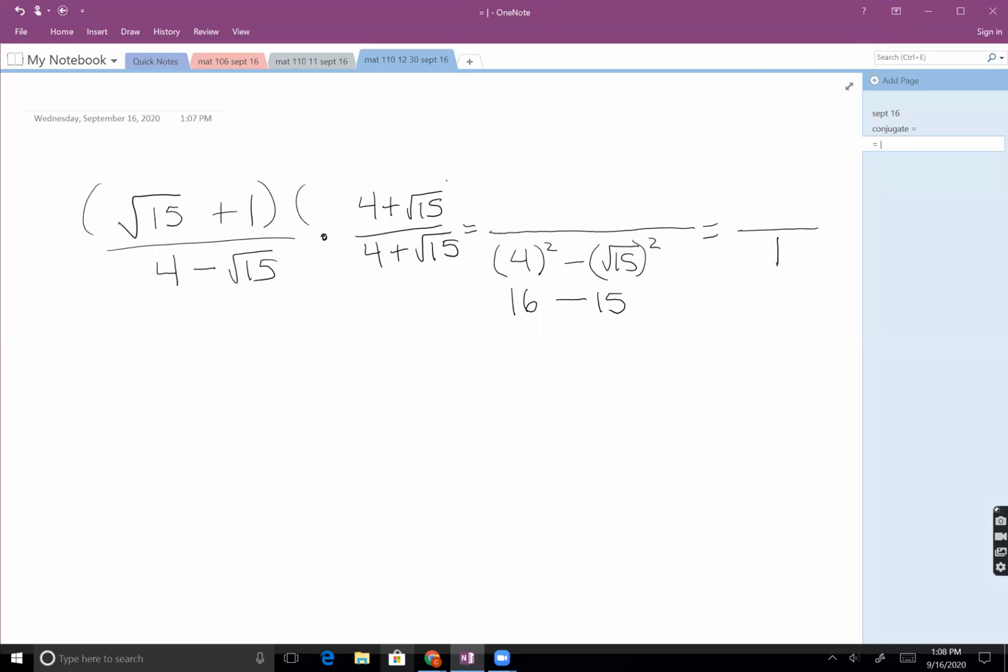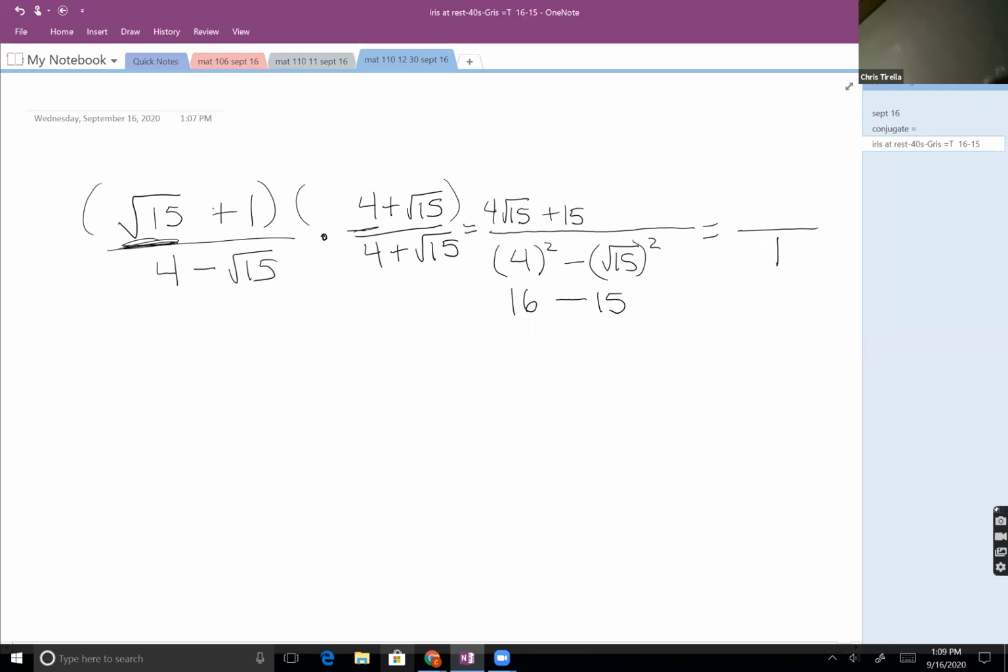In the numerator, I'm going to FOIL. Some of you might box. FOIL, going to multiply the first terms. Radical 15 times 4 is 4 radical 15. Outer, radical 15 times radical 15 would give me 15.